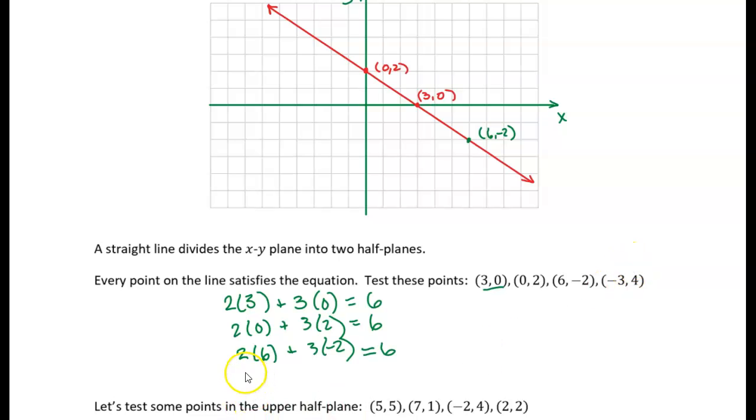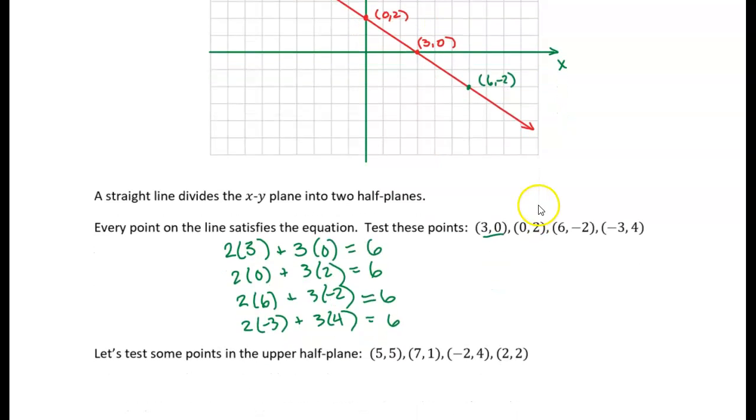If we evaluate the next point, 2 times minus 3 plus 3 times 4, what do we get? We get minus 6 plus 12, which is 6 again. So that point also lies on the line. If I go to negative 3, 4, you can see it is right here. It's on the line, negative 3, 4. You already knew all of that.